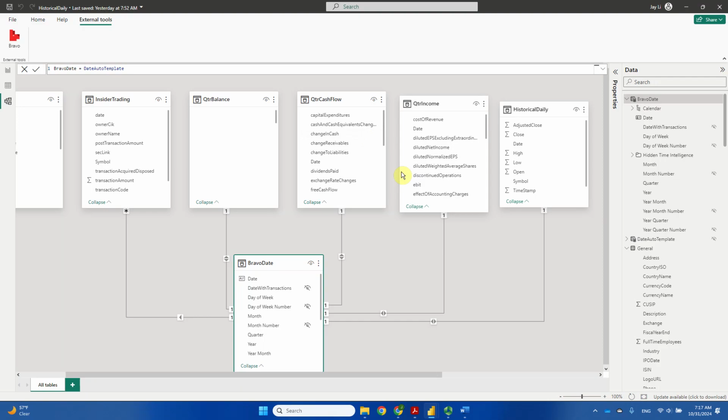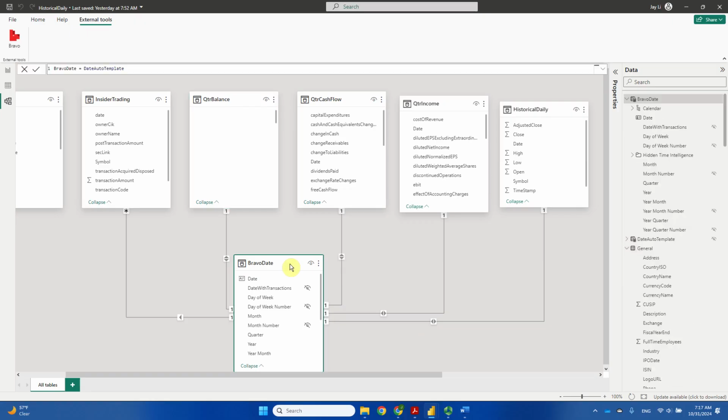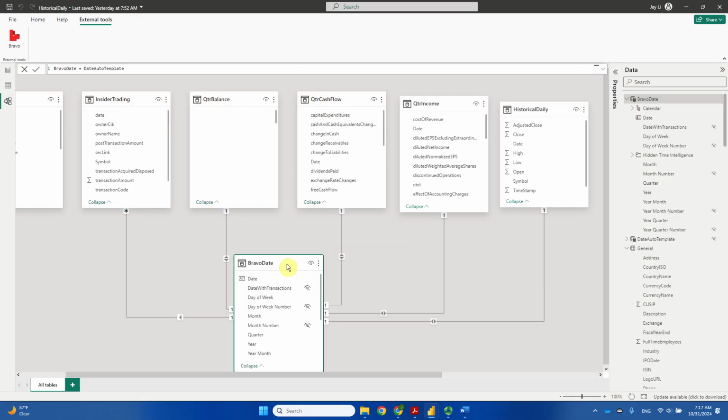So now we understand what a fact table is and what a dimension table is. This date table is a dimension table because it only contains the key variable or the identifier, the date field. The fact tables, however, contain not just the date field, but also other important information. So you can see the date table, or the dimension table, is in the center of all the relationships. All the fact tables are connected to this dimension table.